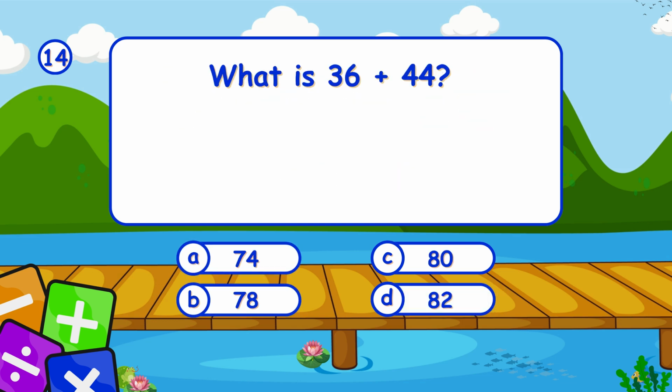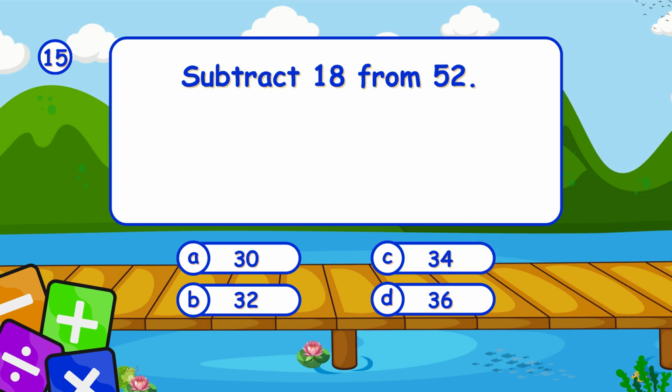What is 36 plus 44? It's C, 80. Adding 36 and 44 gives 80. Subtract 18 from 52. It's B, 34. Subtracting 18 from 52 leaves 34.